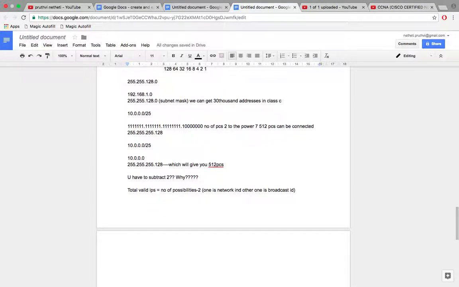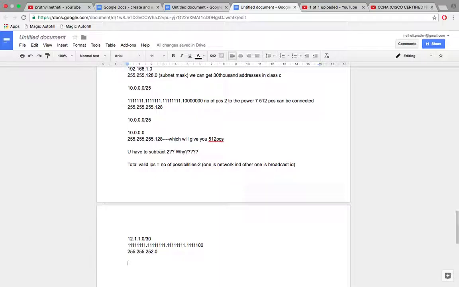So let's take a network 12.1.1.0/30. This is the representation of /30: 8 bits, 8 bits, 8 bits and 6 bits. So 128 plus 64 plus 32 plus 16 plus 8 gives you 248, plus 4 gives you 252. So the subnet mask for this is 255.255.255.252.